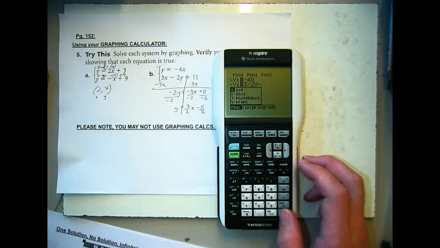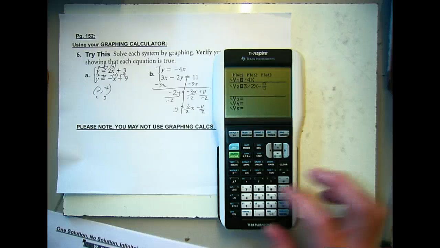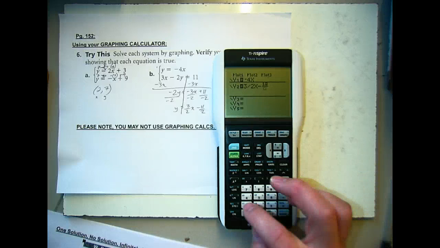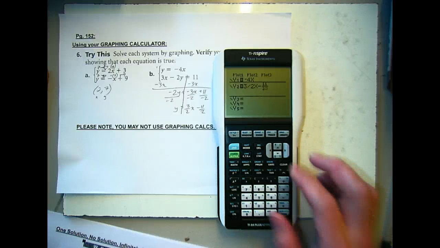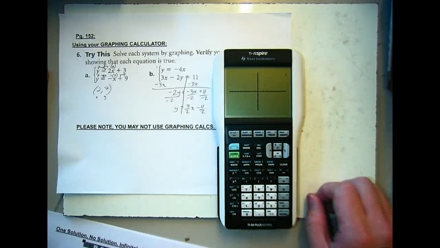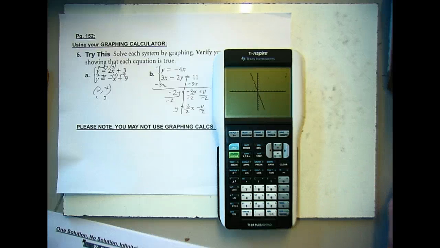So yeah, you could use 11 over 2 if you have to see it like that. It really doesn't matter, but then we hit graph. Okay. Any questions up to there?